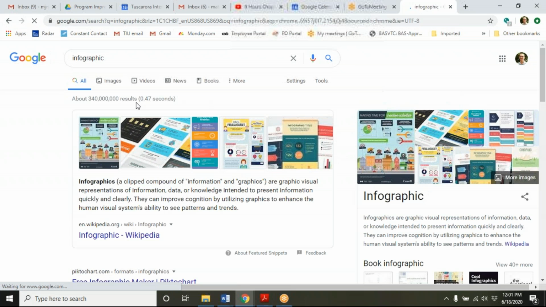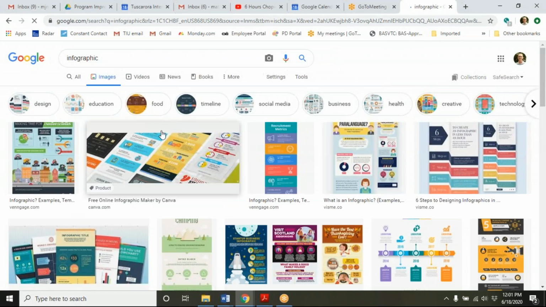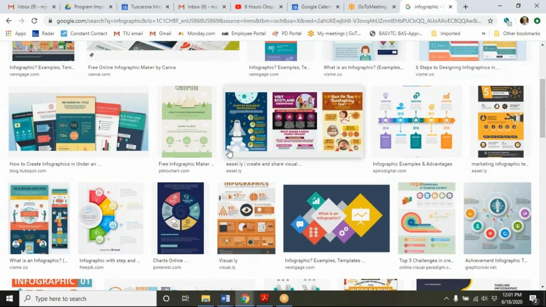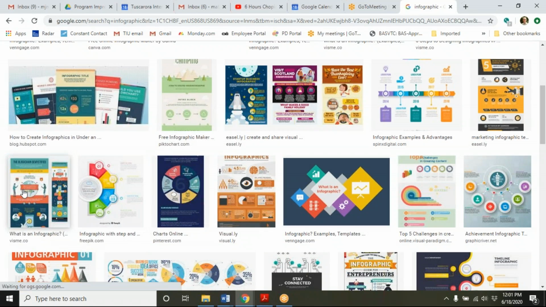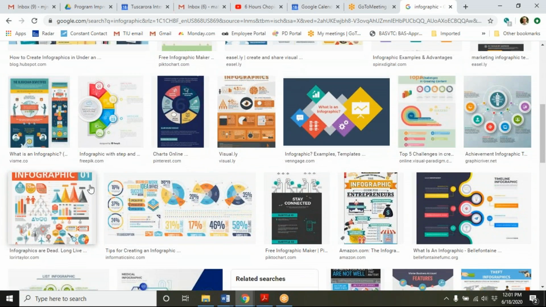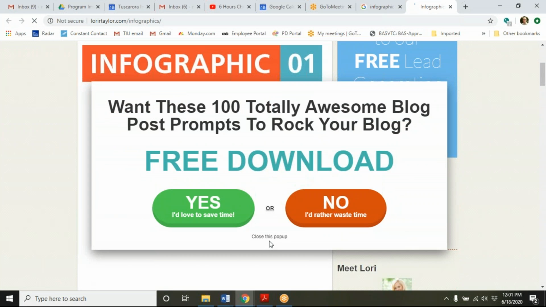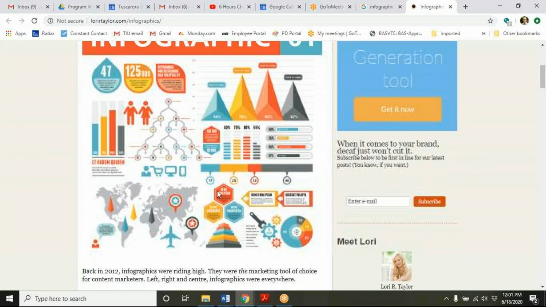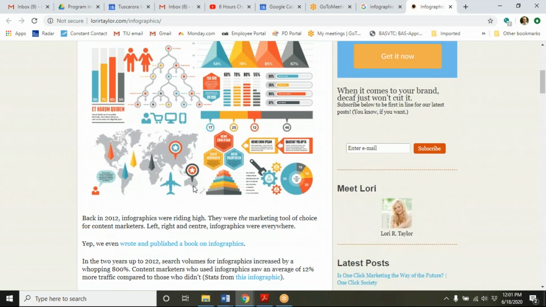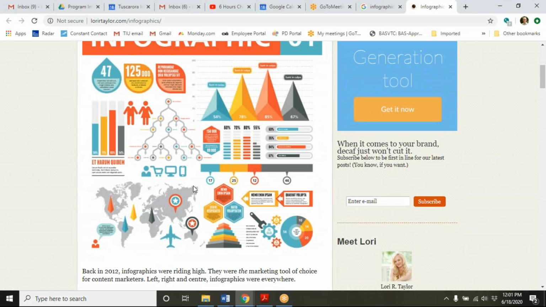I just look up infographic and then look at images. There's all kinds of different things. Here's a thing on space shuttles. Here's an infographic about infographics. So, no, I don't want this. So that's all kinds of information about infographics. They're cool. It's a way to put a lot of information in one place.